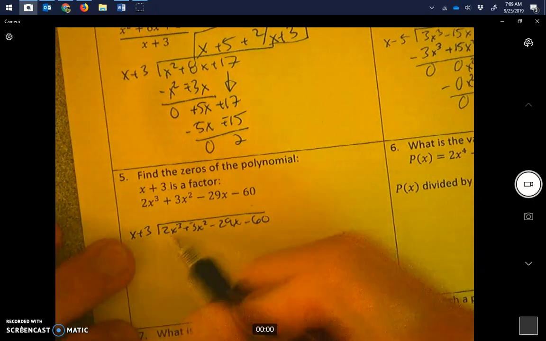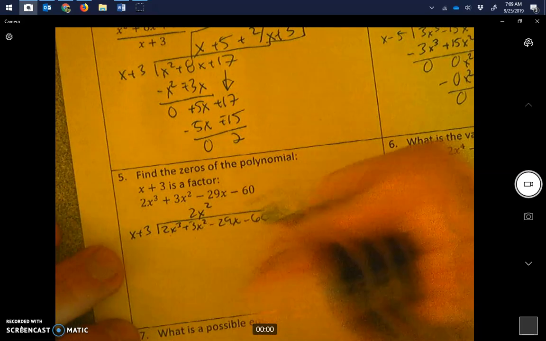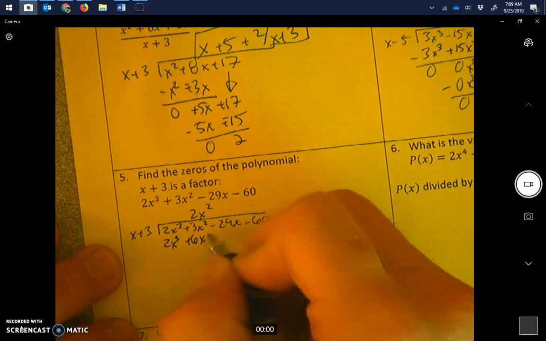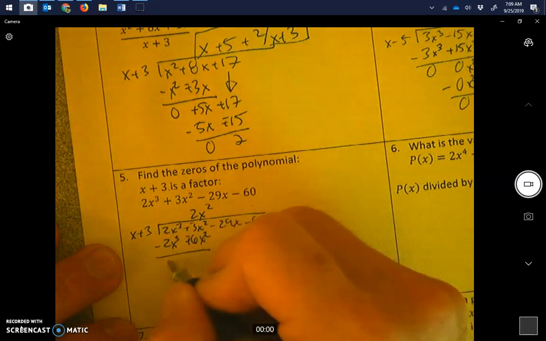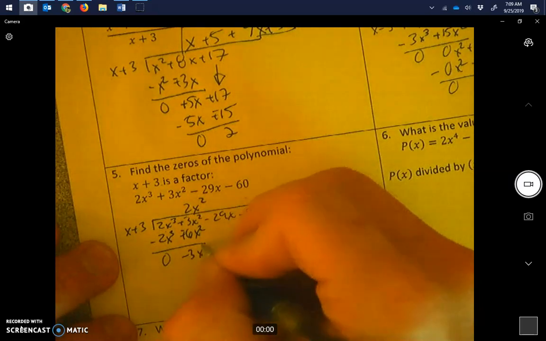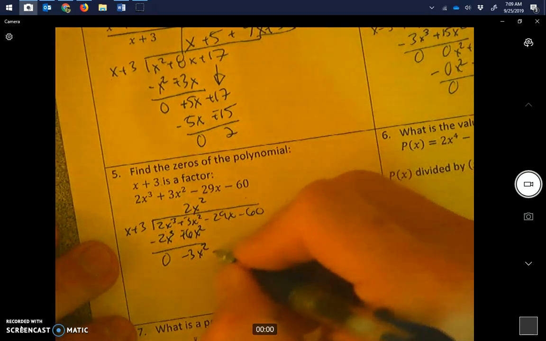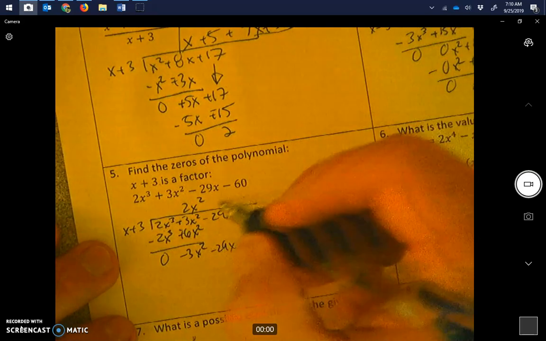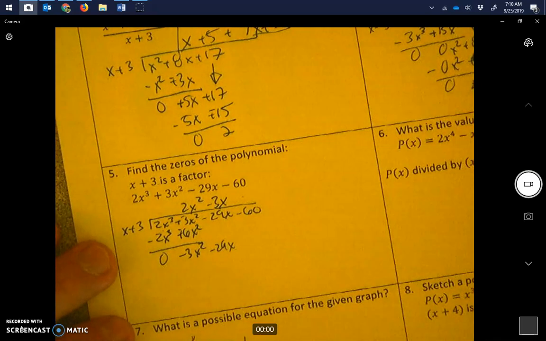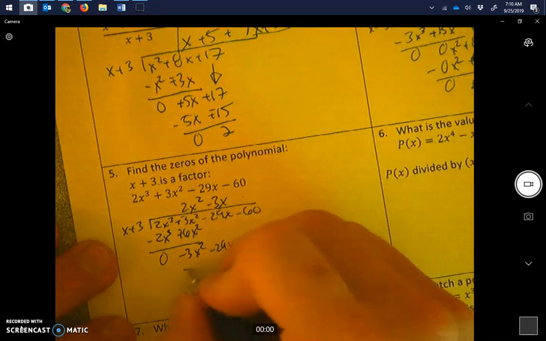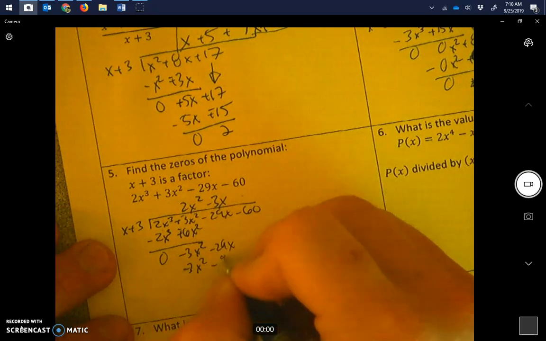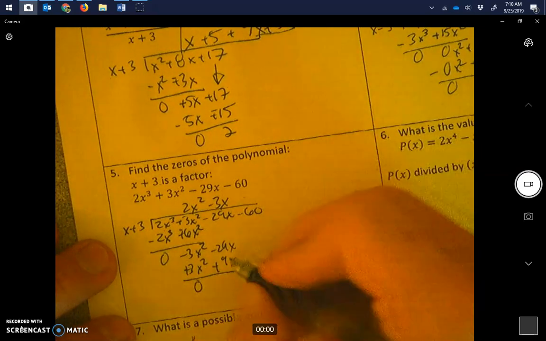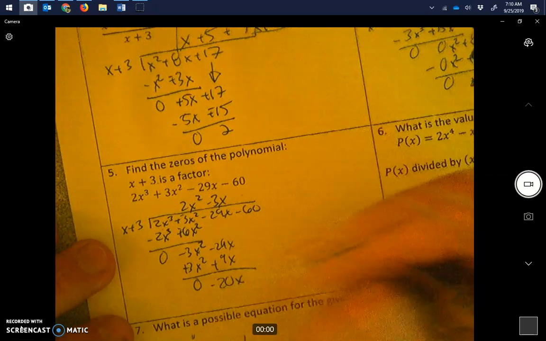So what times x equals 2x cubed? 2x squared. 2x squared times x is 2x cubed. 6x squared, we're subtracting, so 0 here. Negative 3x squared. Bring our 29x down. What times x is negative 3x squared? It's negative 3x. Negative 3x times x is negative 3x squared. And we get negative 9x. Subtracting, so flip the signs. 0. This becomes negative 20x.